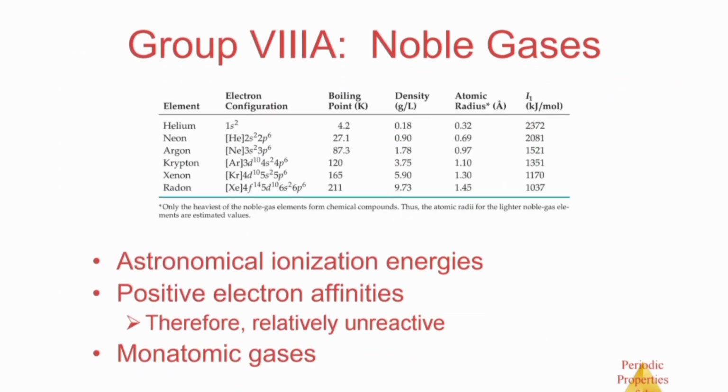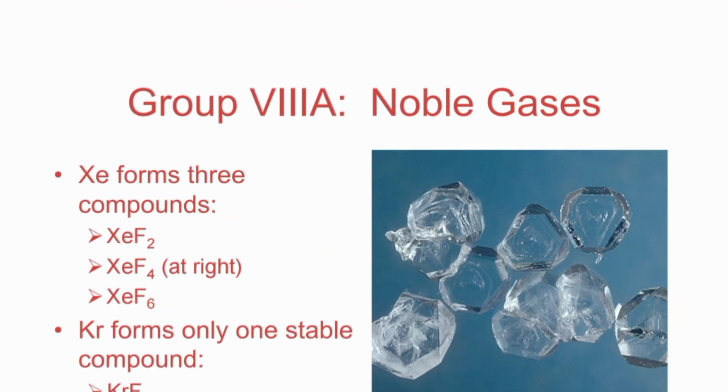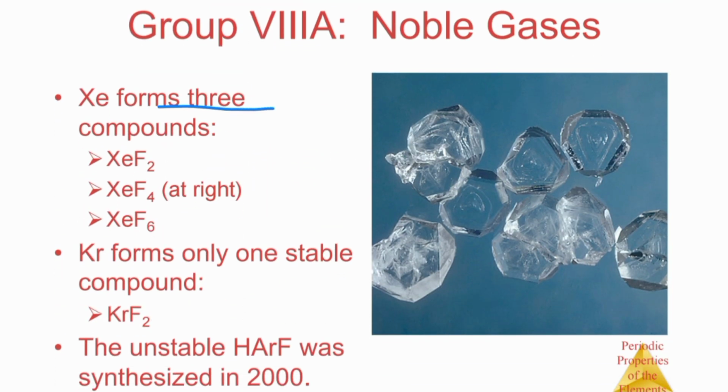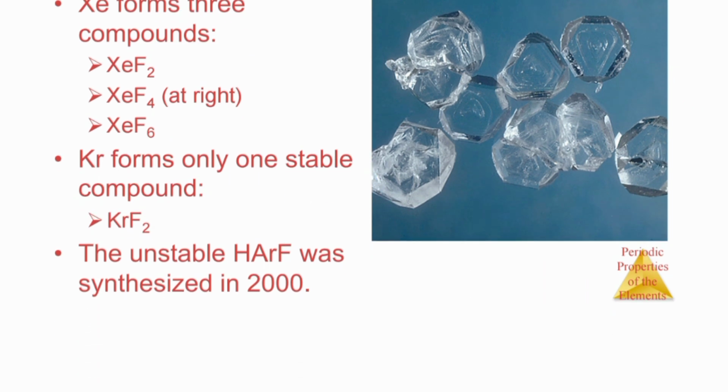Noble gases have astronomical ionization energies and positive electron affinities, and are therefore relatively unreactive monatomic gases. Noble gas compounds are known for xenon: XeF2, XeF4. Krypton forms only one stable compound, KrF2. The unstable HArF was synthesized; the name is from German words.